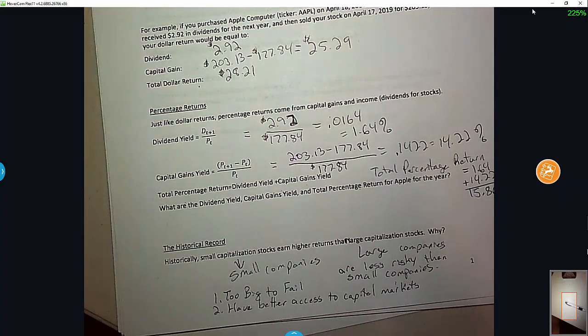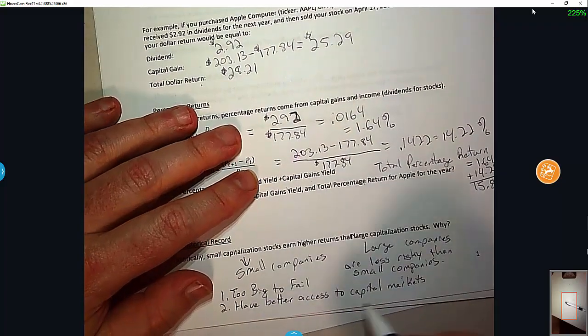So a fairly small company may not be able to issue commercial paper because that's really reserved for the largest and safest companies. They may not have the ability to go out and issue bonds as easily as a large company, and banks might consider them too risky to lend to. So they have better access to capital markets.